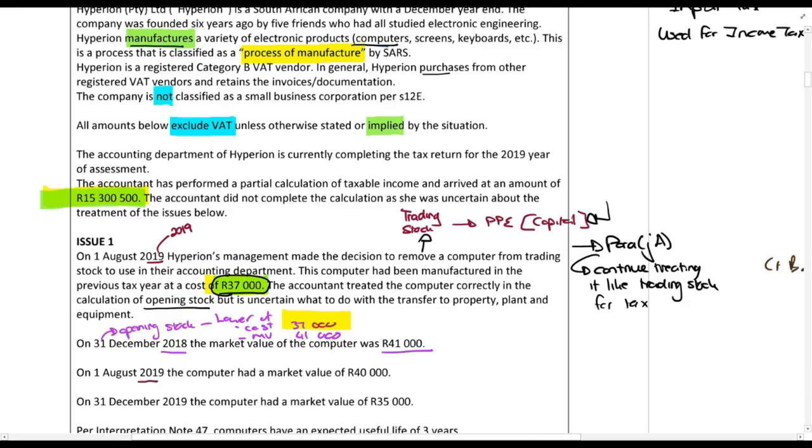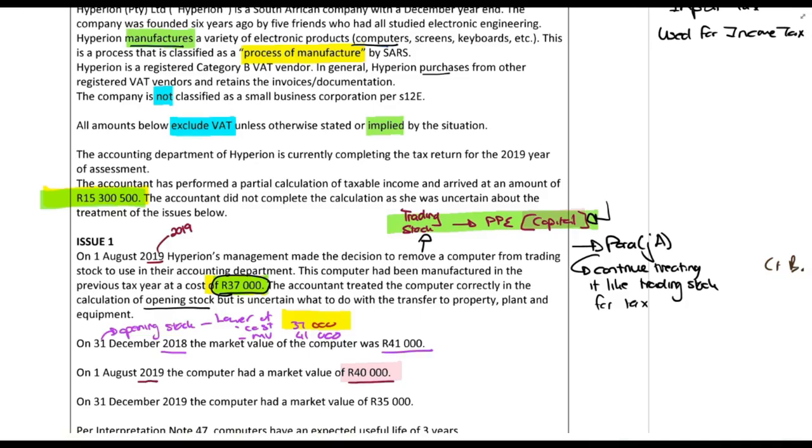Then, on the 1st of August 2019, the computer had a market value of 40,000. Now, super important, make sure that you remember this. If we go from a situation where trading stock becomes PPE, and important, we do not manufacture it ourselves. So again, if we convert trading stock into plant, so capital, so trading stock becomes capital. When we do that and we don't make it ourselves, so for example, Incredible Connection buys computers from Hewlett Packard, HP, and then sells it. Incredible Connection does not make the computers themselves. Okay, so if Incredible Connection takes that computer from trading stock and starts using it as a capital asset, what you usually do, so this is just a recap from what I said earlier, you are treated as if you sold the trading stock at its market value of 40,000, and then you are treated as if you purchase it back as a capital asset at 40,000 rands. And if you buy a capital asset for 40,000 rands, what do you do with it? You claim wear and tear, or capital allowances rather, on it.